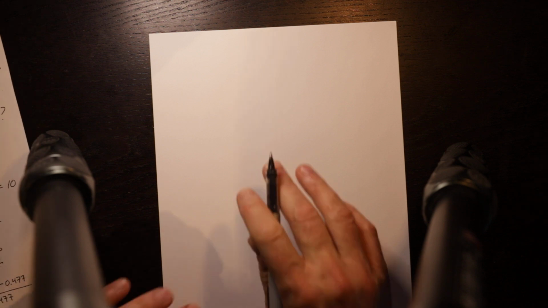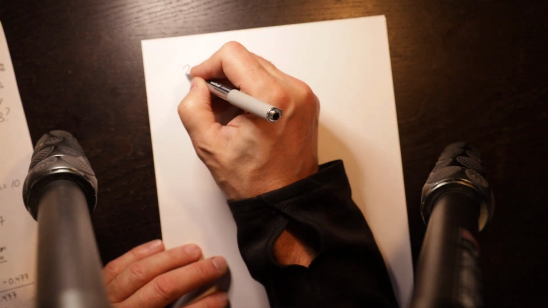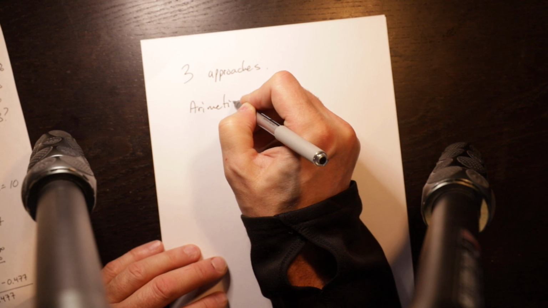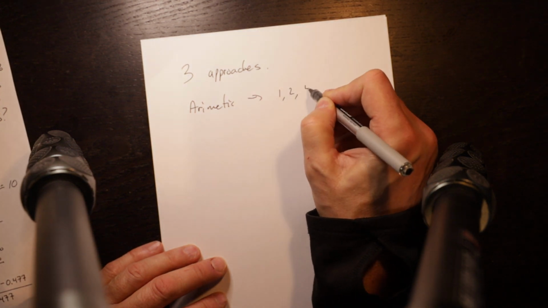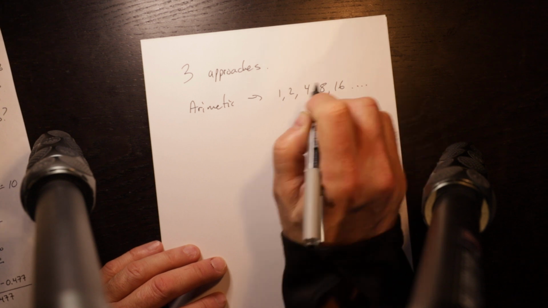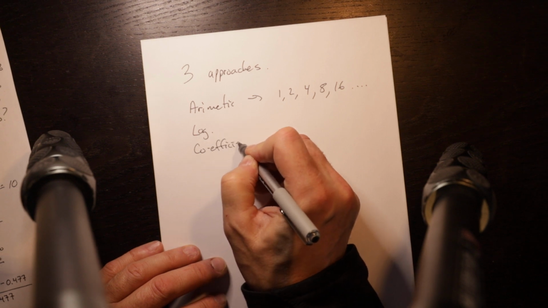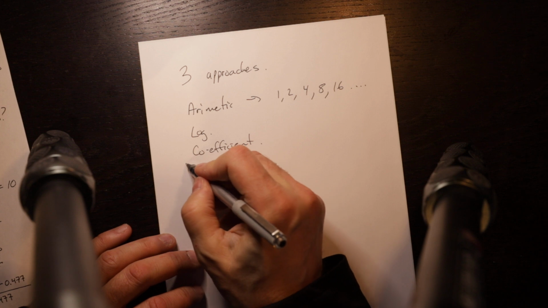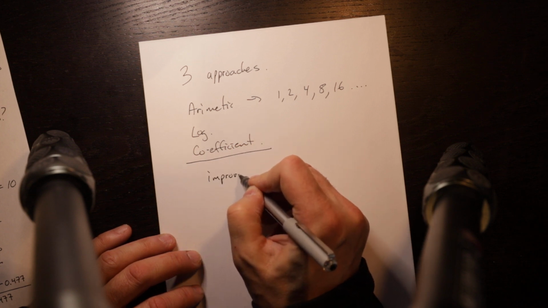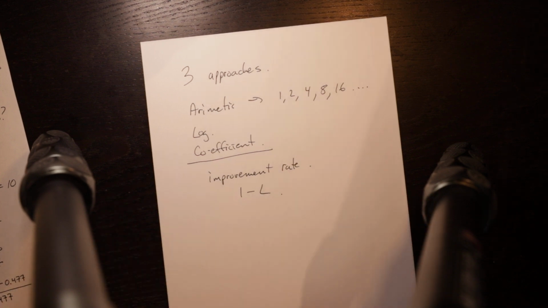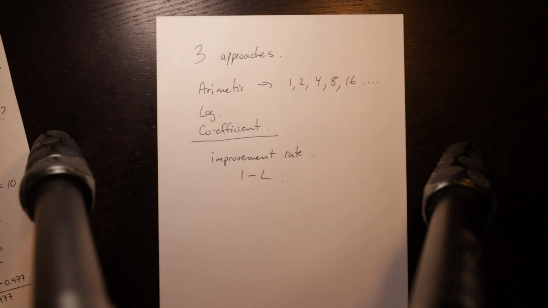Just to review, relatively straightforward. 3 approaches: arithmetic, 1, 2, 4, 8, 16, and so on; logarithmic; and the coefficient. It's worth learning all 3. The only thing you need to really watch out for is the improvement rate is 1 minus the learning rate, and otherwise there are no tricks that an instructor can throw at you here. So that's it for learning rates. Good luck.